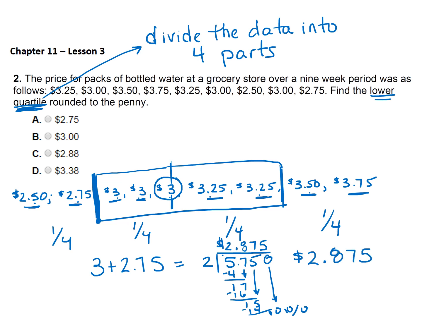2.875. Now, we're talking about money, and our decimal system for money doesn't go into the thousands, so we have to round. So this would round to $2.88. And that is answer choice C.